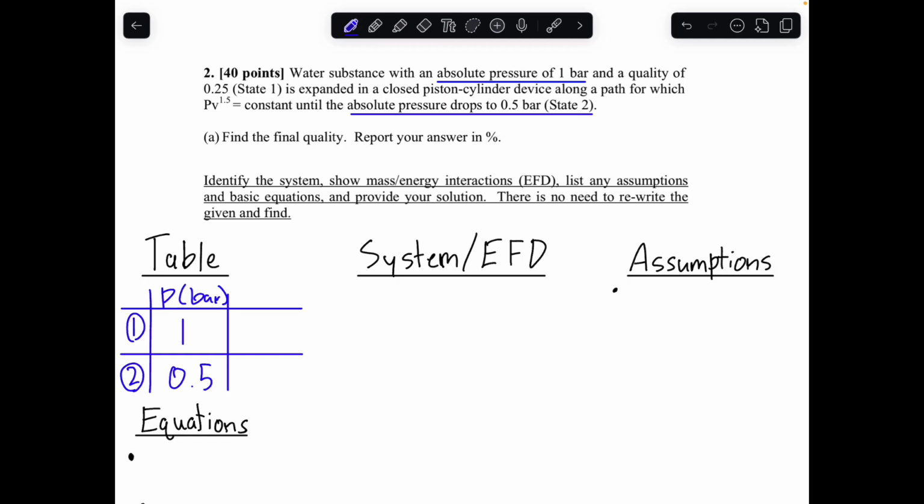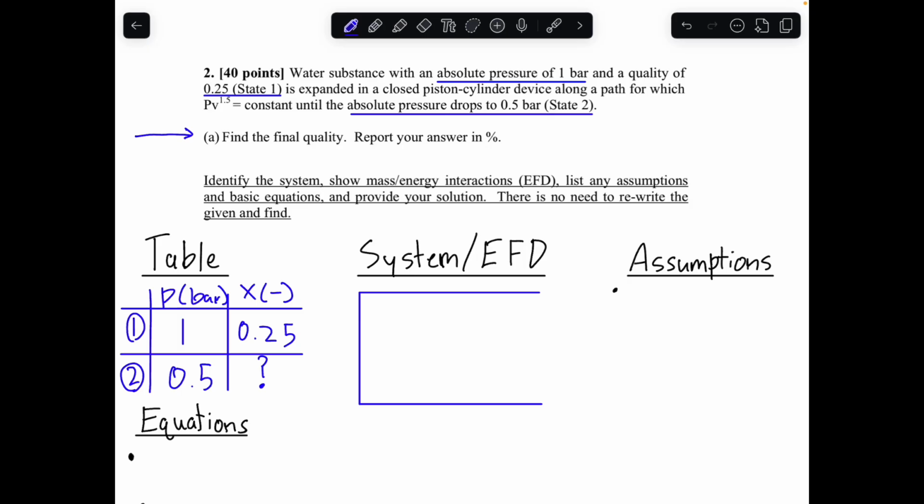And then the only other information we're given explicitly from this problem statement is that we start with a quality of 0.25, which we usually write as x, and it doesn't have any units. But we start with a quality of 0.25, and then we don't know what the final quality of the system is yet, but that is what the first part of the problem is asking us to do, so we'll get there.